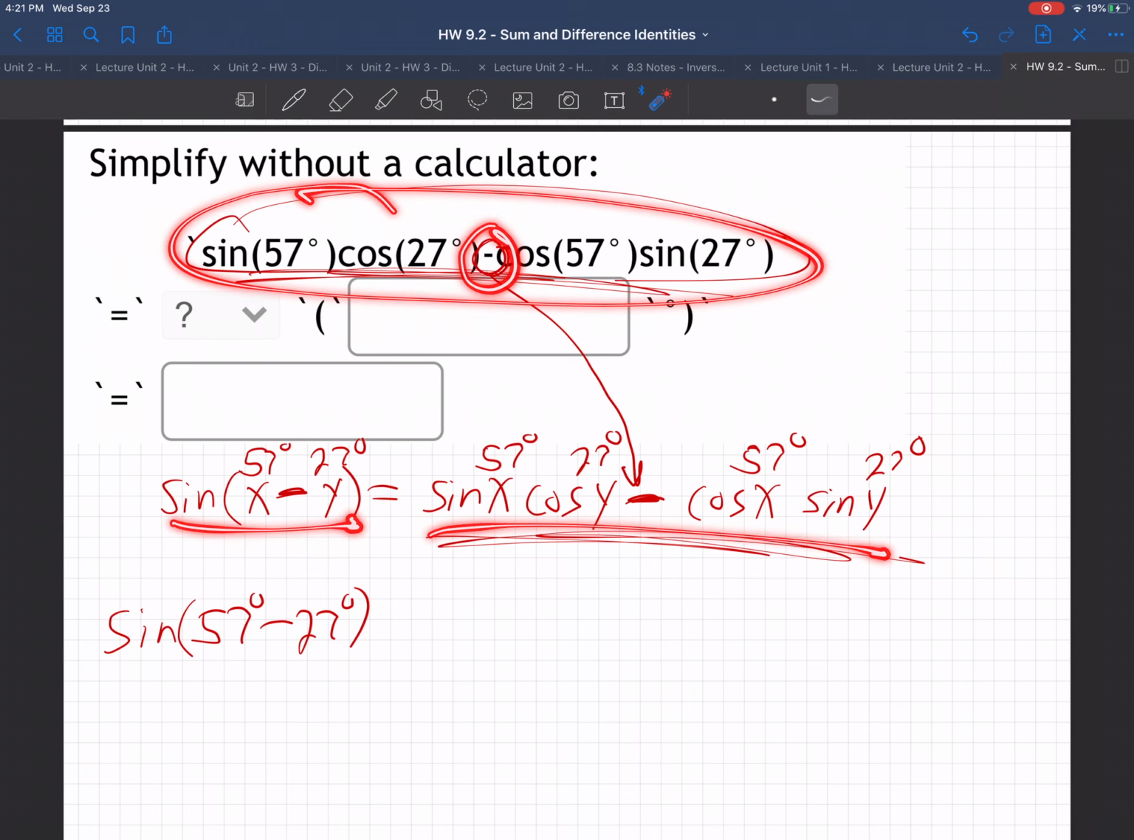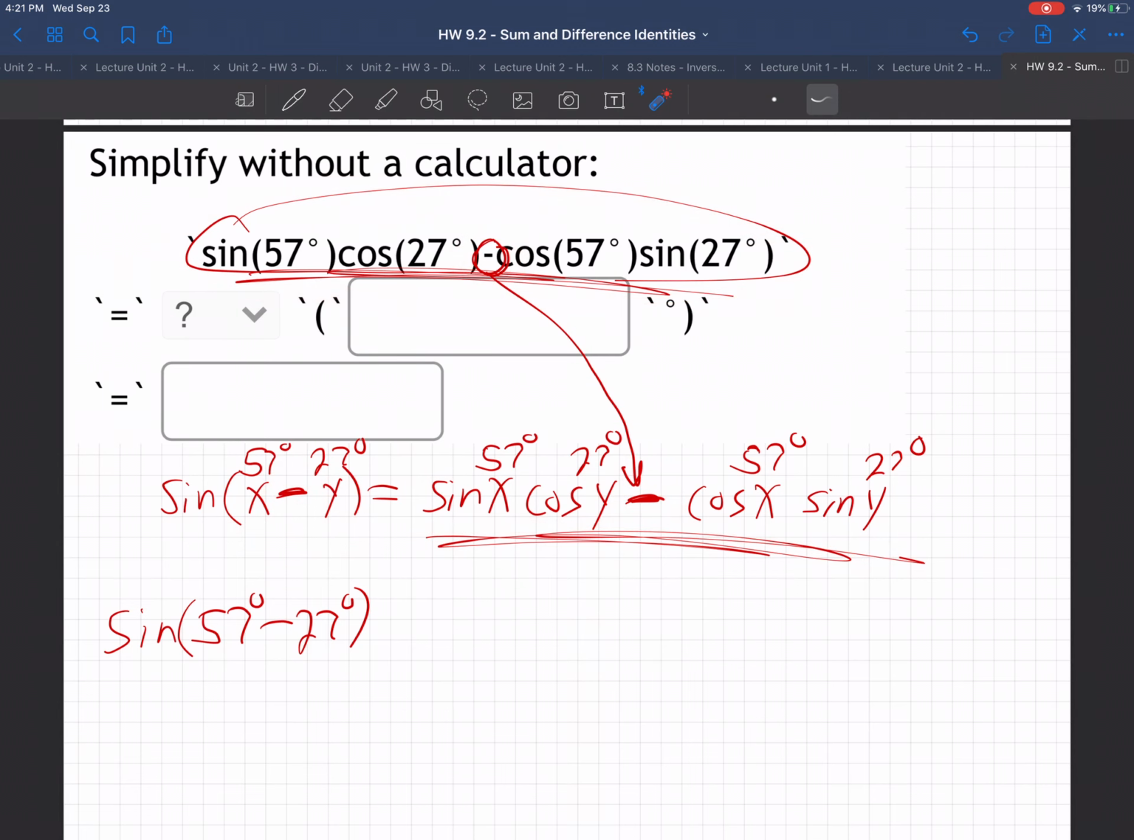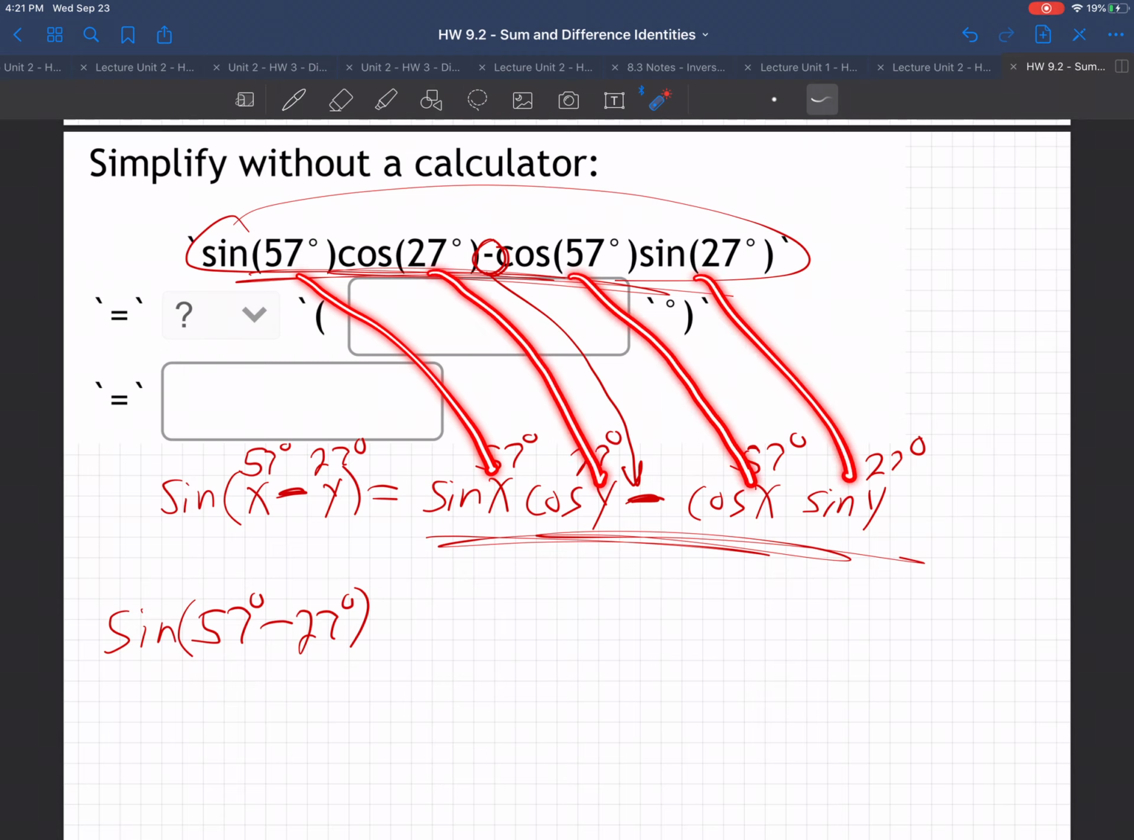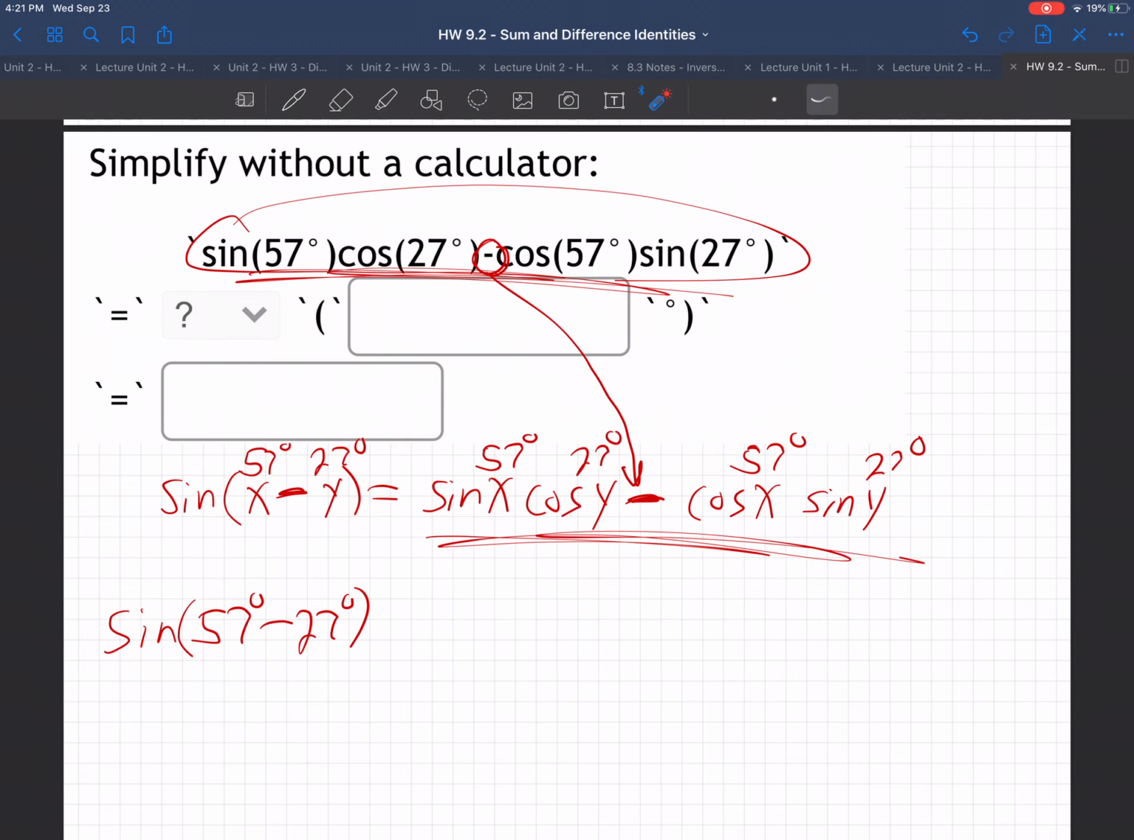And the sign in the middle is negative, so I kept the same sign in the middle. And I just plugged in x is 57, y is 27, x is 57, y is 27. Therefore, x is 57, y is 27 on the left side as well. They are equal, says the formula. So all of this equals that. And what does this equal? If you subtract them, that's 30 degrees, isn't it? Do you see what I'm doing there? That's just the sine of 30 degrees.